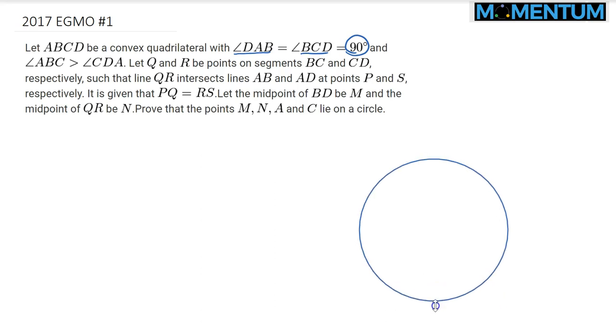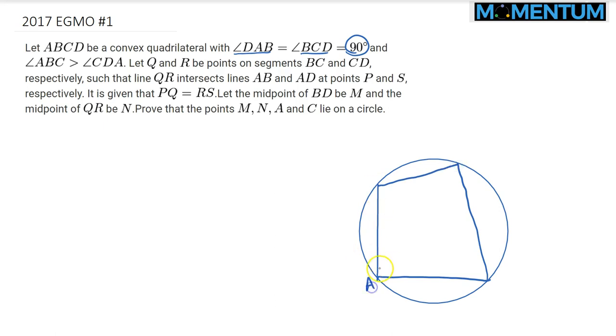Oops, not a circle. Yeah, this one looks more of a circle. All right, so let's draw our cyclic quadrilateral, something like that. We have our cyclic quadrilateral A, this is a 90-degree angle, B, C, D. That's a 90-degree angle. ABC is greater than CDA. Oh gosh, that's not gonna hold, so let's switch those two. Okay, AB, CD, there you go.